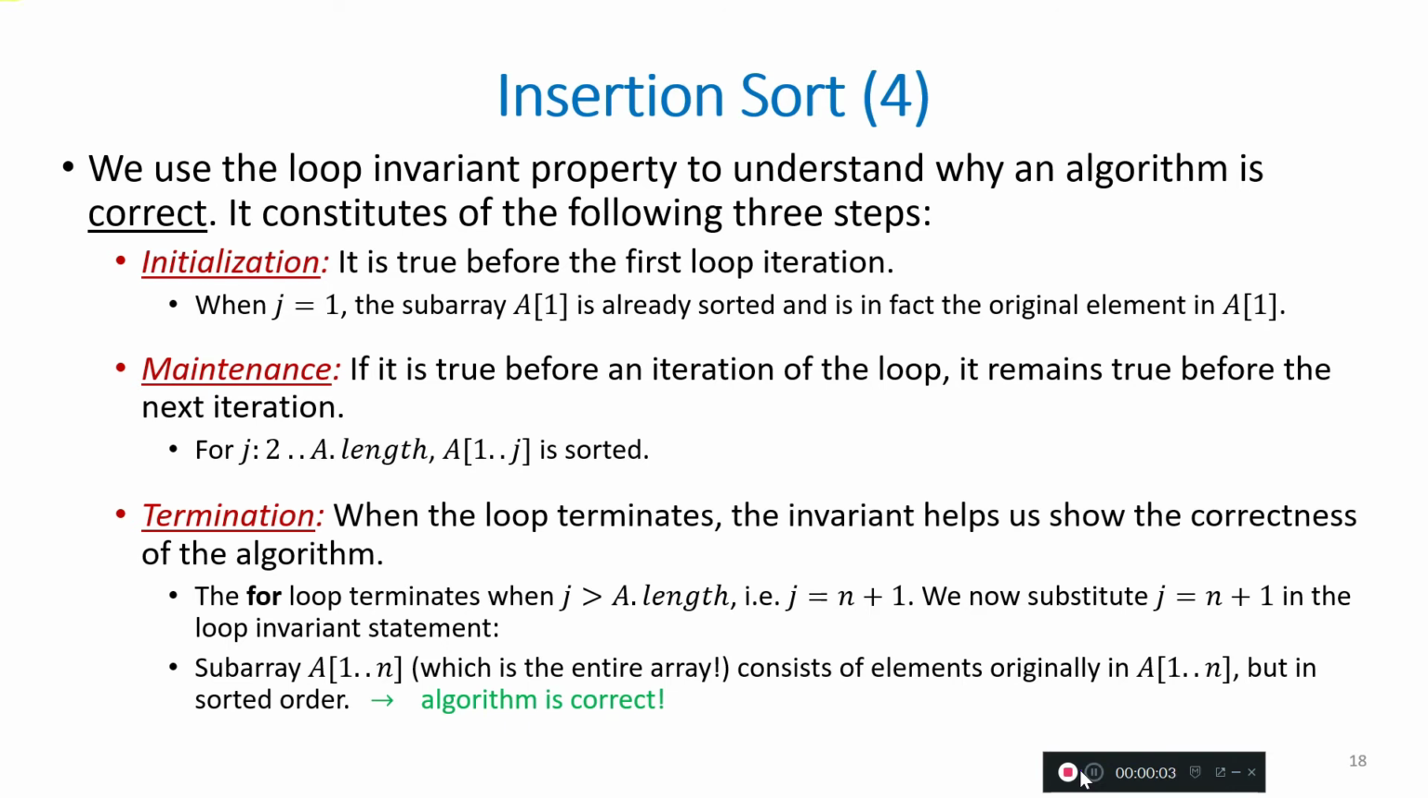Now you may wonder why this loop invariant property is so important. Well, to prove the correctness of any algorithm, we normally try to find the invariant property of that algorithm. And to do that, we have to conduct 3 different steps: the initialization step, the maintenance step, and finally the termination step. If the loop invariant property holds for all these 3 steps, then we can confirm that this algorithm is correct and would work correctly for any input.